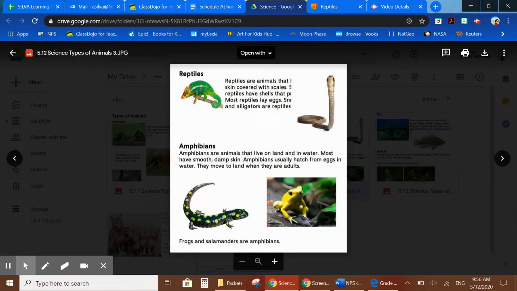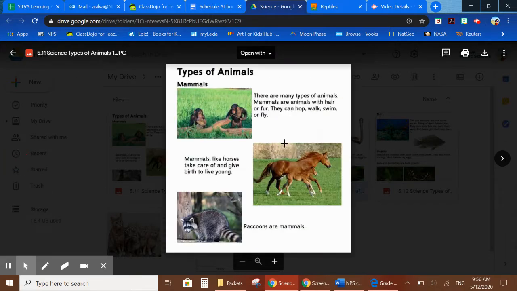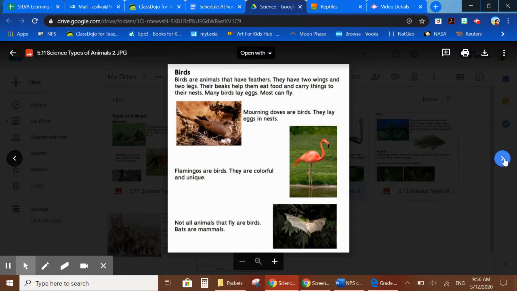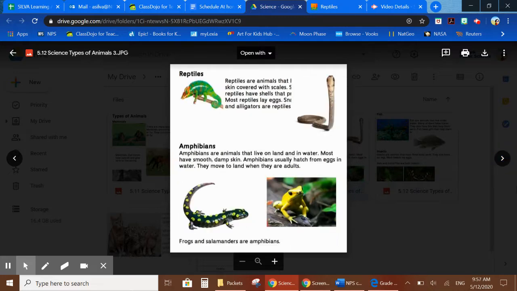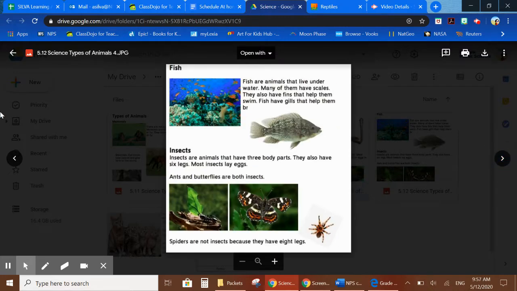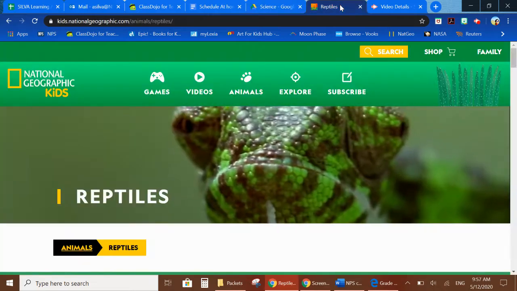We're going to continue learning about different types of animals. Yesterday, we learned about mammals and birds. Today, we're going to learn about reptiles, amphibians, fish, and insects. I shared this awesome page with you.